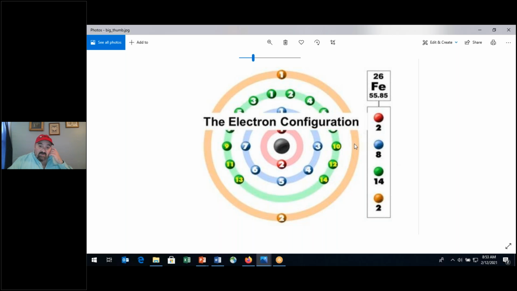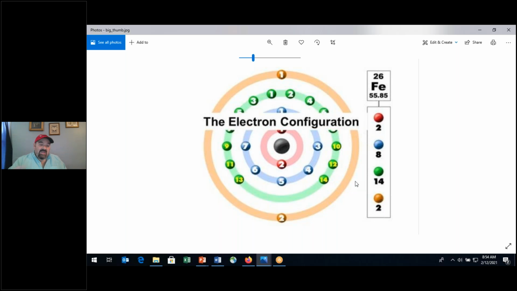What you'll see is that at this first level we have 2, and this is full. The next one, we have 8. Then we go to 14 at the next level, and then the next level has only 2 present.